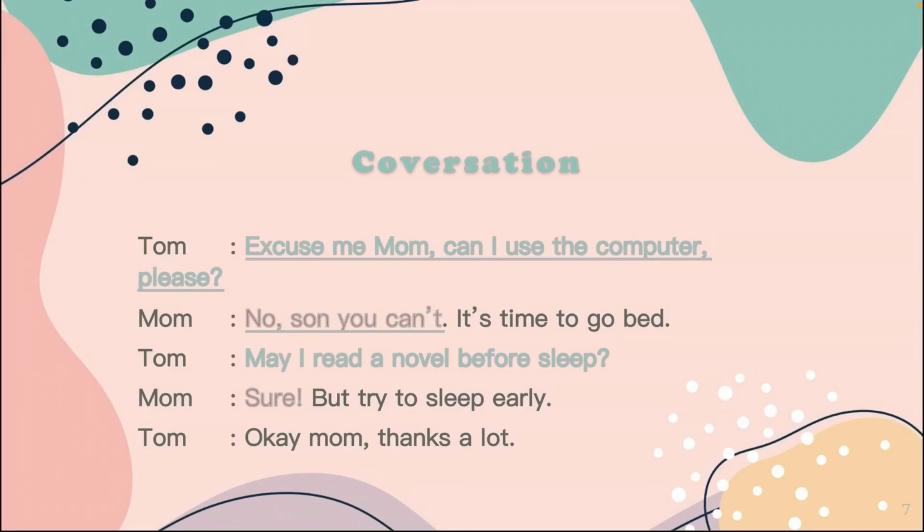After that, Tom also asks his mom to read a novel and he used the expression may I. It means Tom used it to ask permission more politely. And his mom gave the response sure. It means his mom agrees with his request.